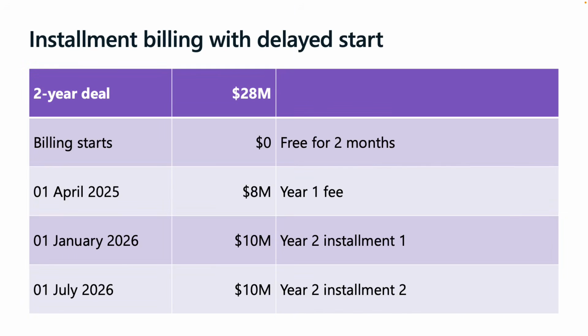This is the flexible billing schedule we'll set up in Partner Center. This will be a 2-year deal in which the customer can use the product for the first 2 months free. Now notice that the billing schedule starts on the day the customer completes the purchase of the private offer, although the cost for that billing date is $0.